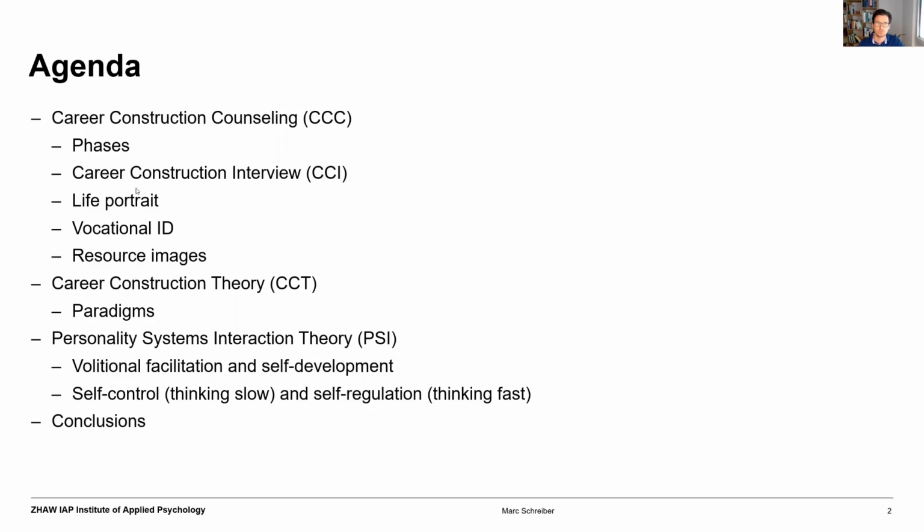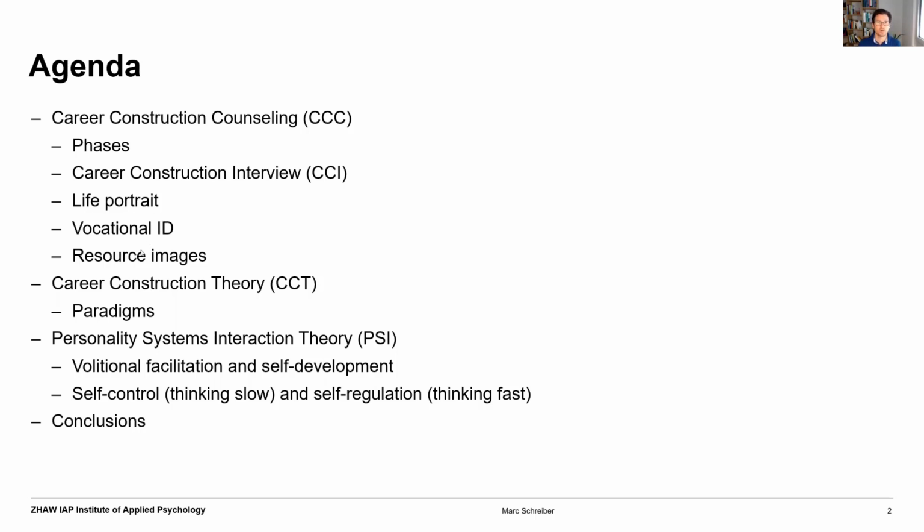I'm going to show you the life portrait. The vocational ID is a special form of generating a life portrait. That's the main focus of my talk. Then I'm going to talk about the resource images. That's a tool we developed in Zurich, University of Applied Sciences. It's a freely available tool, and as I really like to work with images, I absolutely want you to know this tool. That's the practice.